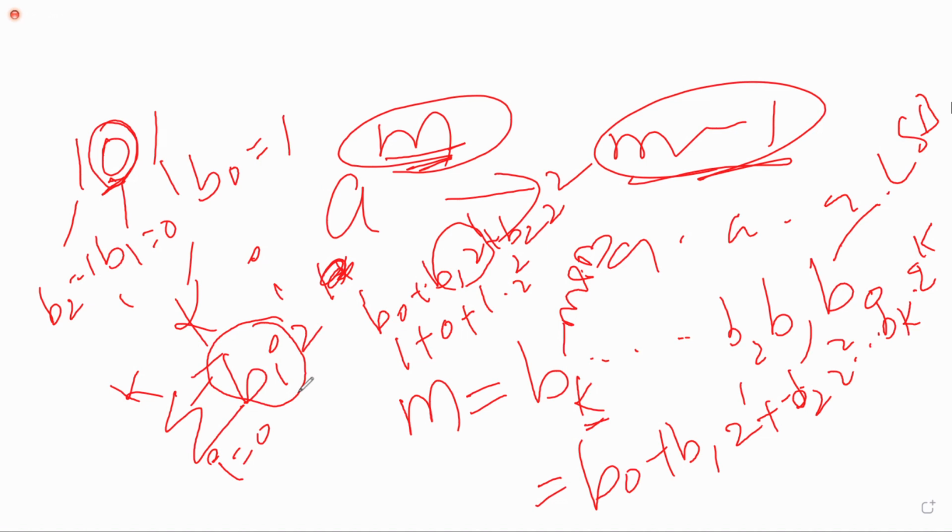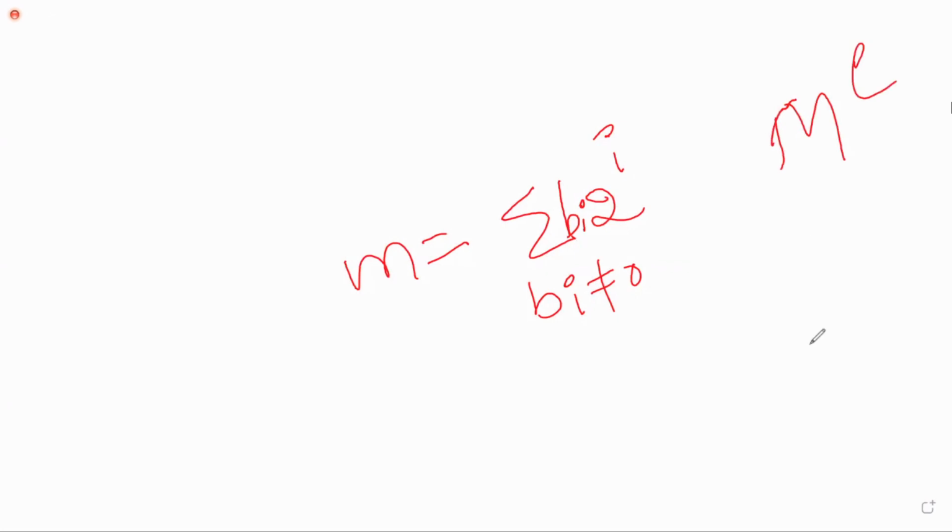Okay, so here we have to take the summation, that is, m can be represented as the summation of bi into 2 power i, where bi is not equal to 0. So that is the procedure for calculating a power m. In the case of RSA, we'll calculate m power e and c power d. So this is one procedure for calculating that.